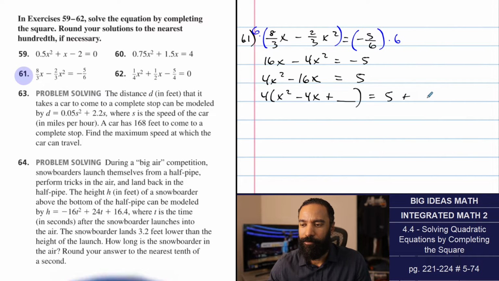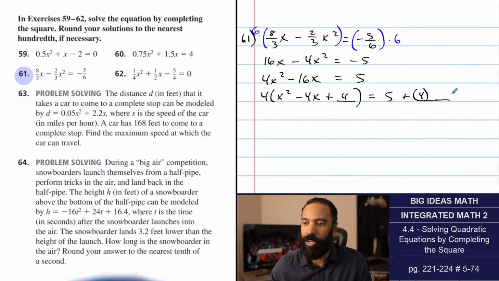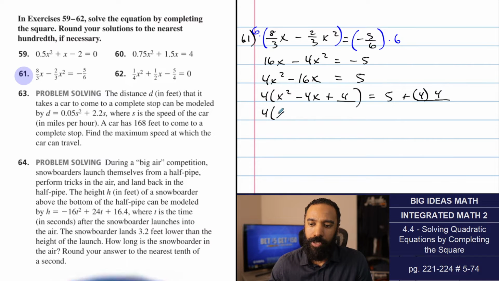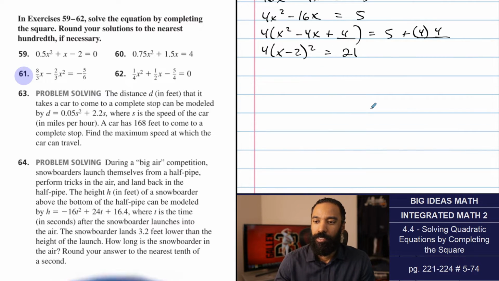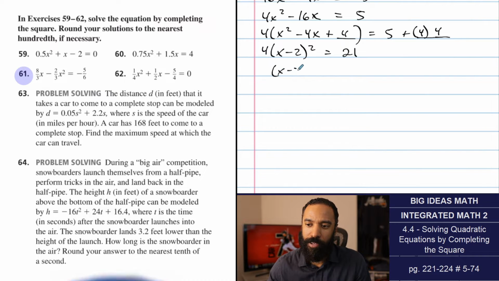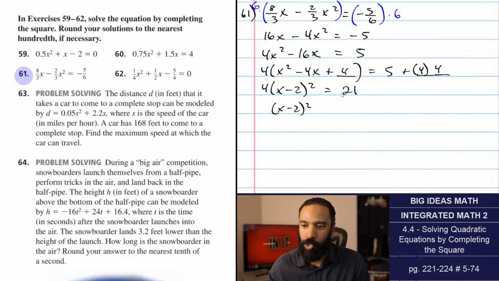Instead, we're going to add 5 plus. It's basically the same thing as I would do if I was using vertex form. Like that. So this is a 4 here, and 4 gets multiplied by that 4 here as well. So this factors into x minus 2 quantity squared, and this is 5 plus 16, which is 21. And we get to divide that by 4. Divide both sides by 4. We get x minus 2 quantity squared equals 21 over 4.